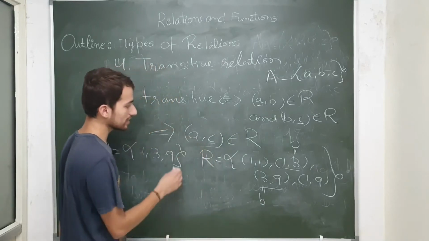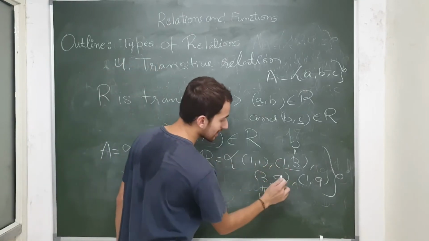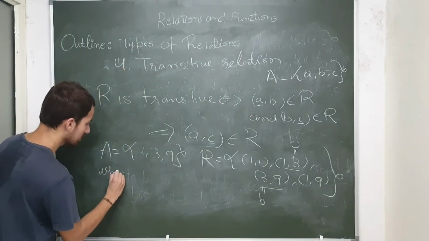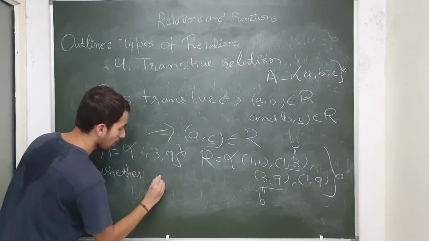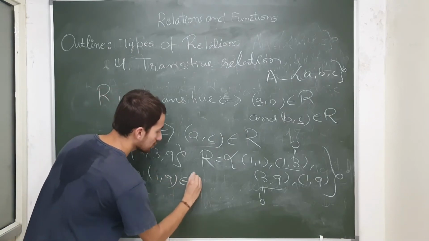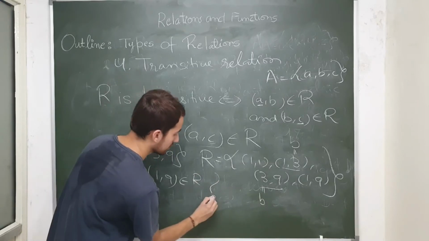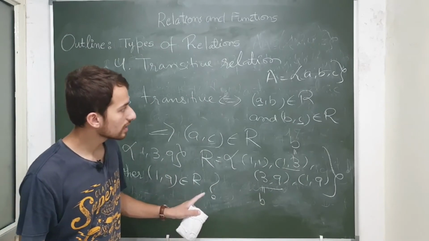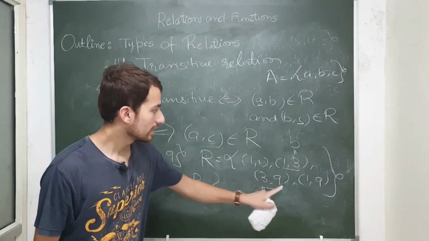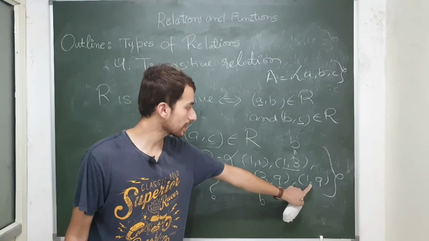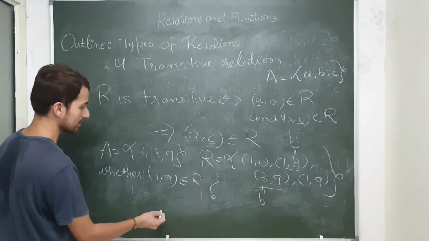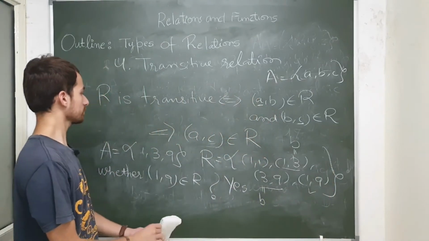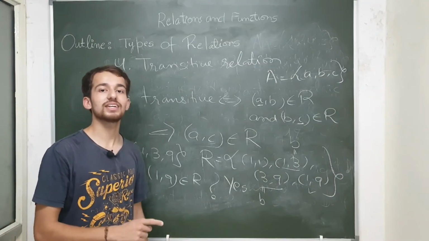Now you have to check whether A is related to C or not. That is, whether 1 is related to 9 or not. That is the ordered pair rather. Now the question is whether (1, 9) belongs to R. You can see it here: (1, 9), yes, it is present here. So the answer is yes, because it is here. So we can say that this relation R is transitive.